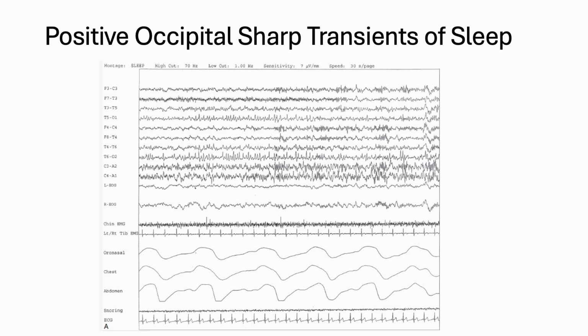Here's a normal EEG variant, or an EEG rhythm that's not exactly common, but not entirely rare. If you can find the O channels, let's see, here's an O channel, O2. They deflect upwards then downwards. You see this?